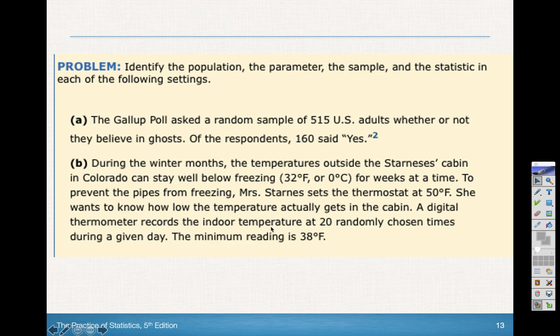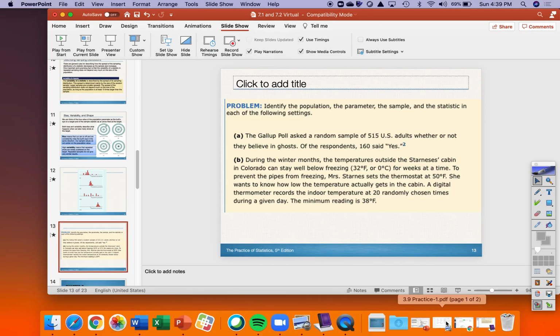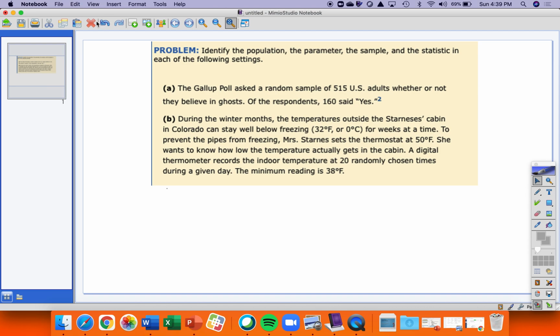Okay, let's look at this example in a different window. Here we are identifying the population, the parameter, the sample, and the statistic. Okay, so we're finding 4 things: 1, 2, 3, and 4.